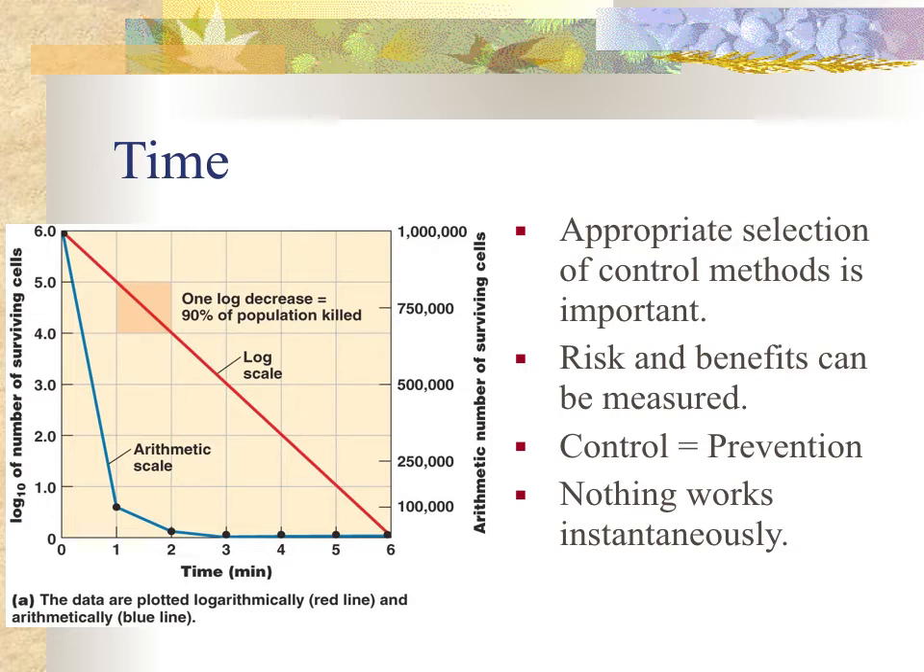Okay, in all cases, it's important to know that one of the key things is time. No method will work instantaneously. It takes time to reduce the number of microbes in a population. If a control agent can get rid of 90% of the microbes in a minute, it's doing a good job. But to get rid of all of them, you have to take some time, and so often you need to use time to let things work.